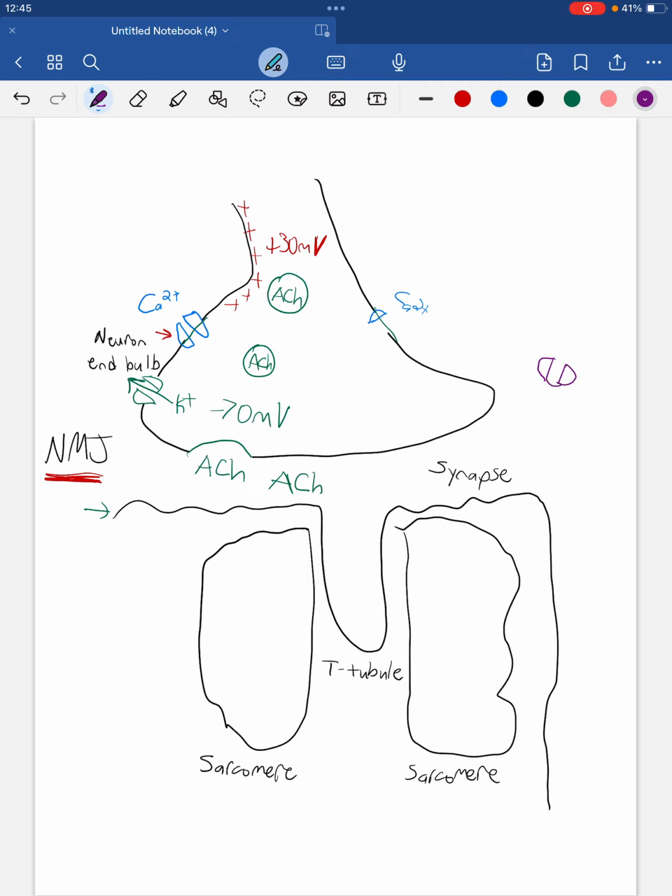We have an inactivation gate, and then another inactivation gate. Okay, so these are found in this fold. So let's draw one, just one for an example.